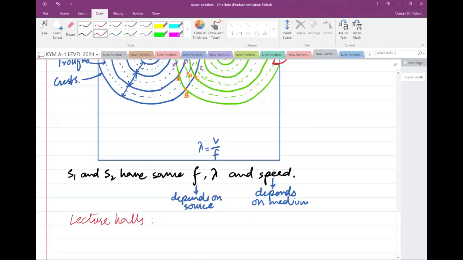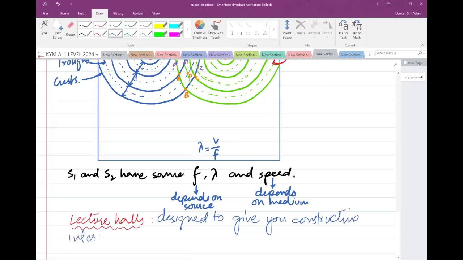Lecture halls or amphitheaters. Have you ever seen their walls are specially designed? Why do we design that? We design that to absorb the noises and reflect the useful sound so that it can interfere constructively. Designed to give you constructive interference where the audience is seated, or I should say attend.